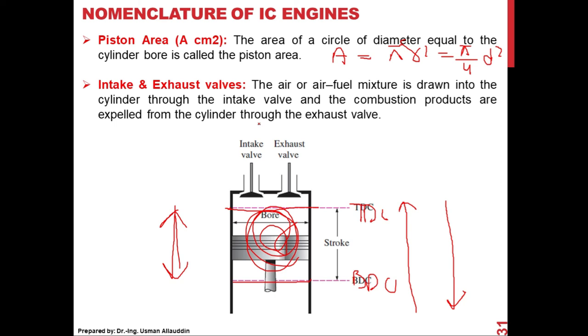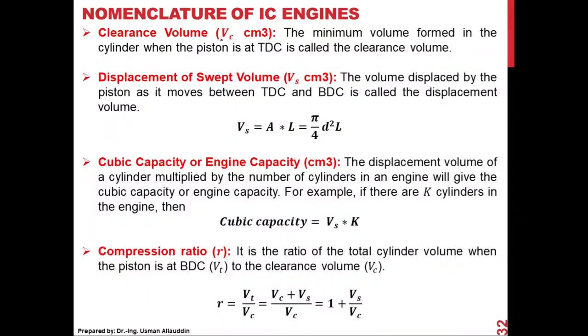Inlet and exhaust valve, we have already learned: through the inlet valve the air fuel mixture comes into the cylinder, and through the exhaust valve the exhaust gases go out of the cylinder. Clearance volume is represented by VC, and its unit is centimeter cube or CC. The minimum volume formed in the cylinder when the piston is at TDC is called the clearance volume. Displacement or swept volume is represented by VS, and its unit is centimeter cube or CC. The volume displaced by the piston as it moves between TDC and BDC is called the displacement volume.